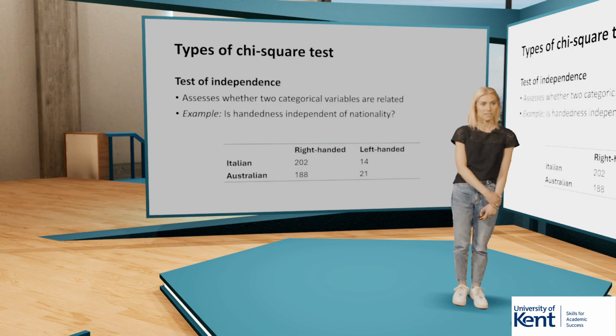The second type is the chi-square test of independence. This is used to determine whether two categorical variables are related. A common example is handedness and nationality. For instance, is handedness independent of nationality? Or in other words, are Italians just as likely as Australians to be left-handed?